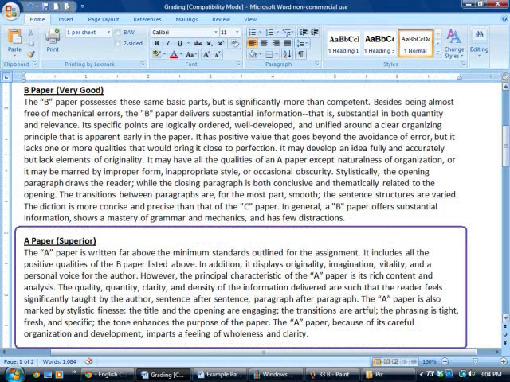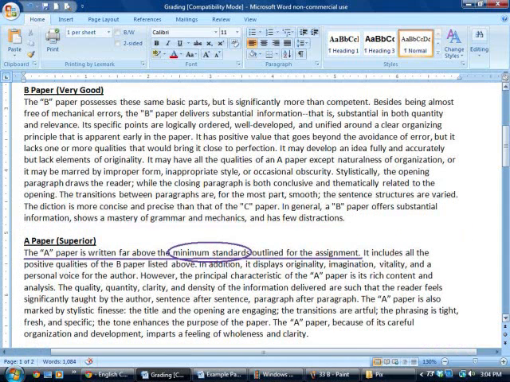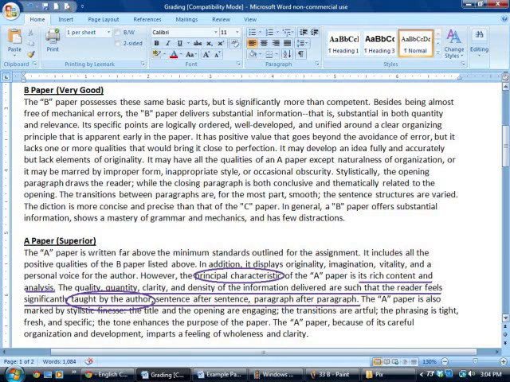And now to the grade that everybody wants, the A paper. The A paper is written far above the minimum standards outlined for the assignment. It includes all the positive qualities of the B paper listed above. In addition, it displays originality, imagination, vitality, and a personal voice for the author. However, the principal characteristic of the A paper is its rich content and analysis. The quality, quantity, clarity, and density of the information delivered are such that the reader feels significantly taught by the author, sentence after sentence, paragraph after paragraph.